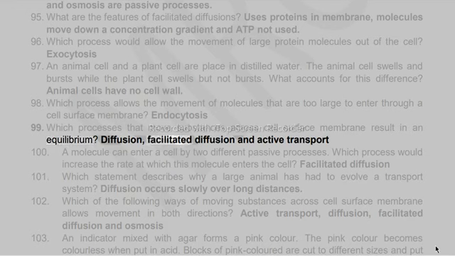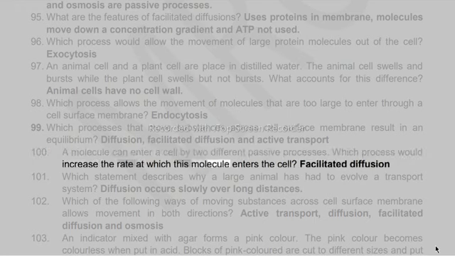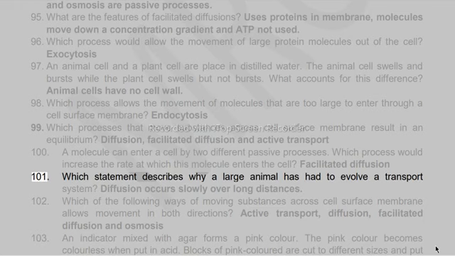Diffusion, facilitated diffusion and active transport. 100. A molecule can enter a cell by two different passive processes. Which process would increase the rate at which this molecule enters the cell? Facilitated diffusion. 101. Which statement describes why a large animal has had to evolve a transport system?